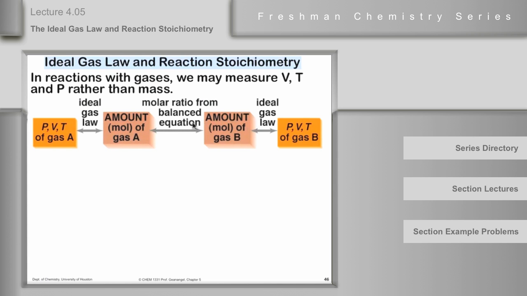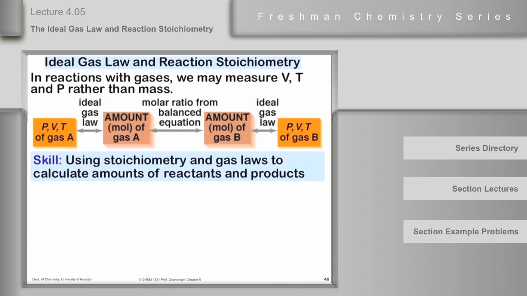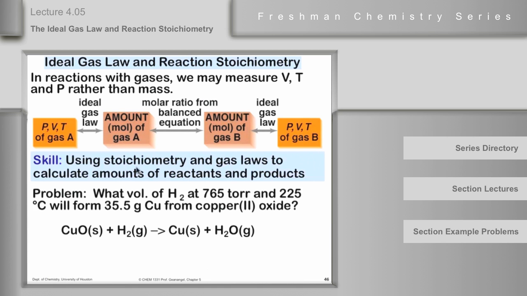we then do a mole-to-mole conversion, and the mole-to-mole conversion gives us moles of gas B, and then we use the ideal gas law again to give PVT results for gas B. All right? So the skill that we need to talk about now is to use stoichiometry and the gas laws to calculate the amounts of reactants and products. In other words, we're going to focus on this step and this step.